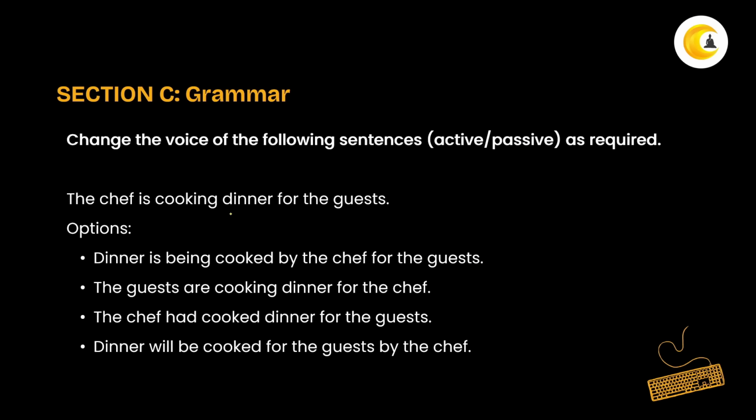Next one. The chef is cooking dinner for the guests. The chef is cooking. That means it's still in process, okay? So what will it start with? What is he cooking? Dinner. So it will start with this. The dinner is being cooked by the chef for the guests. Okay? Dinner will be cooked is wrong. Why? Because it is happening, that means he has already started cooking. So will is in future, right? So this can't work. So your answer is option number A.